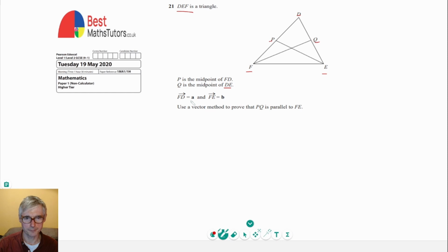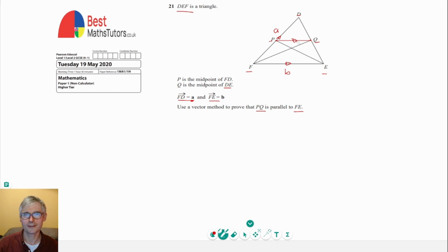We're also given these basis vectors here. So FD is A, so that's the vector going from F to D is A, and the vector from F to E we're given is called B. So what we've got to do is prove that the vector PQ is parallel to FE. So what that means is we're talking about this vector here going from P to Q, and we're trying to show that that is parallel to vector FE. And the way that we'll do that is we'll try and show that the direction of vector FE, which is this vector B here, is a multiple of the direction vector of PQ.